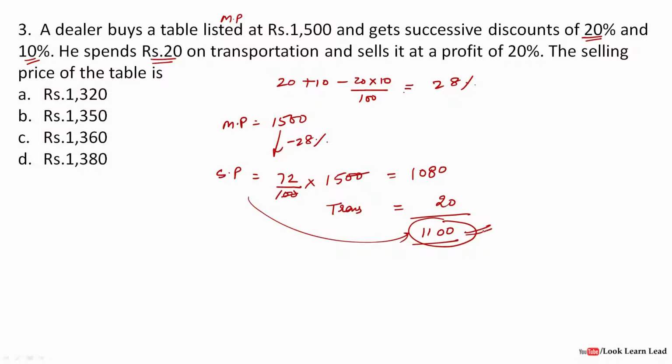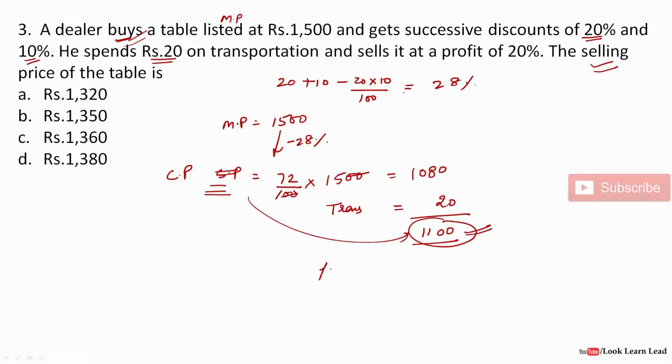Okay. Sorry. Actually, this is the cost price. He buys, no. So this would be the cost price, and we have to find the selling price. So our cost price is 1100. You remember this is the cost price because it is given that he buys. So for him it is a cost price only. Okay.